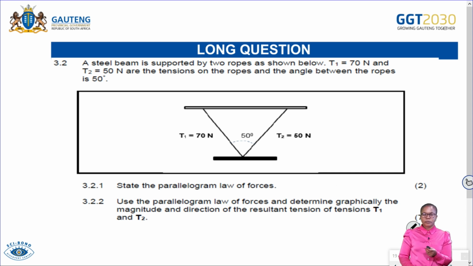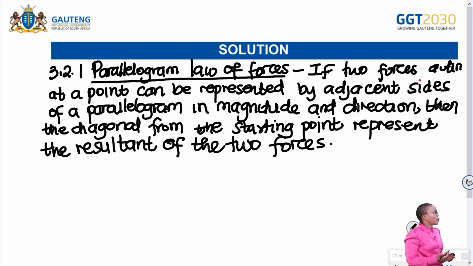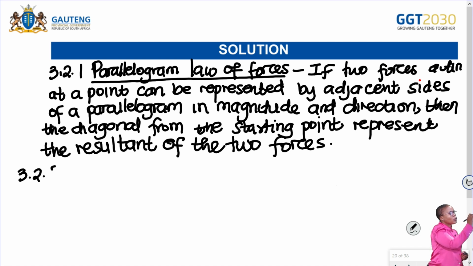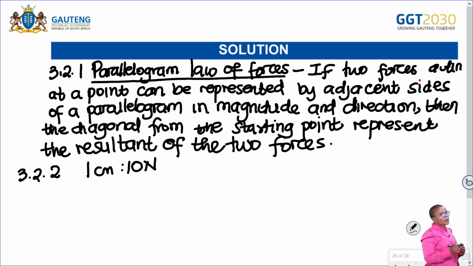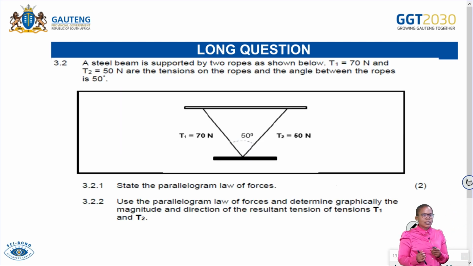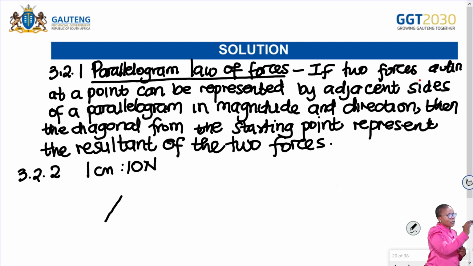Okay, now what you need to do there, 3.2.2, you can use 1 centimeter is to 10 newtons. Okay, I'm going to show you how you do it. So don't forget to measure your angle in between them. So you've got your 50 over, I think you had your 70 first. Yes, you had your 70 first. So you're going to have your 70 over here.